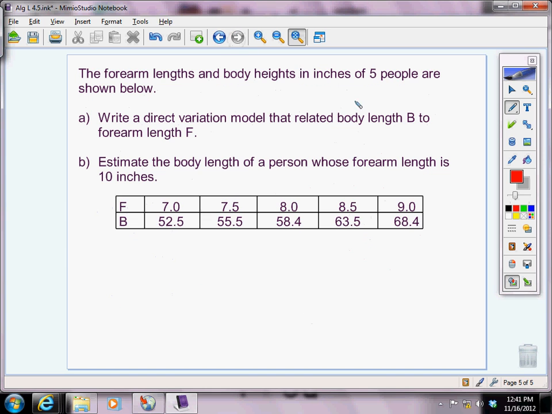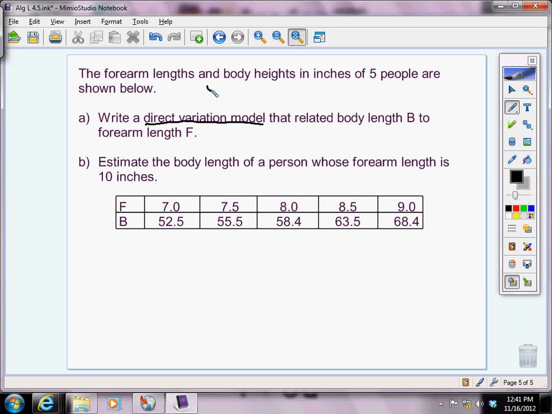Let's look at another little example. This is important because we want to relate ratios to this. Now it says the forearm lengths and body heights in inches of 5 people are shown below. F obviously is forearm, B is body. So if our forearm is 7 inches, then they're saying you're 52.5 inches tall. And this is just from 5 people. It says write a direct variation model that relates body length B to forearm length F.